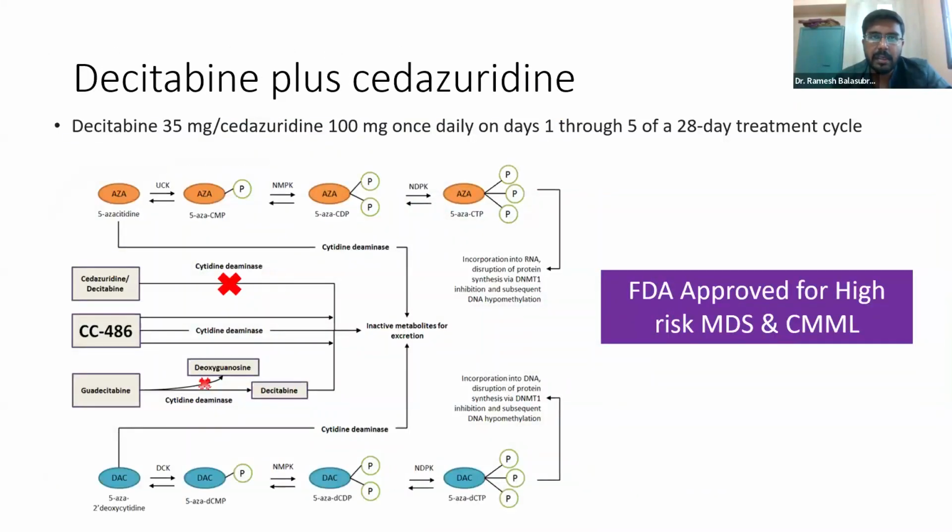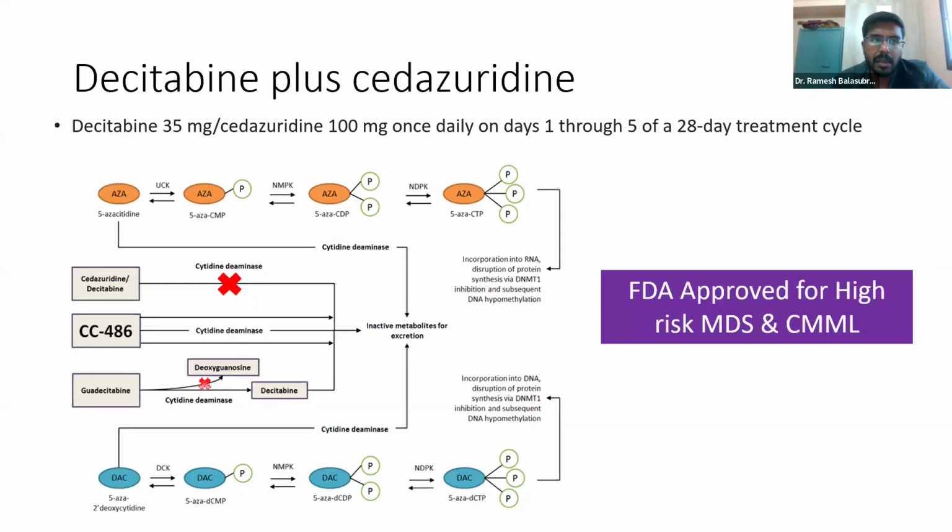So moving to the next drug in MDS, we have decitabine plus cedazuridine. This combination is an oral combination which is approved in high risk MDS as well as in CMML, chronic myelomonocytic leukemia. Decitabine is a hypomethylating agent. Like the other hypomethylating agent, azacitidine, CC486 is the oral azacitidine.